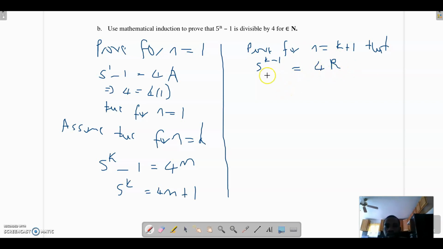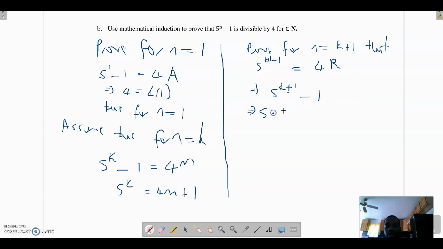Now, this should have been k plus 1, so this is 5 to the k plus 1 minus 1. Let me just take it as 5 to the k plus 1 minus 1. Now, of course, I'm going to have to go back to the assumption step for this statement right here, so I can substitute it into this.